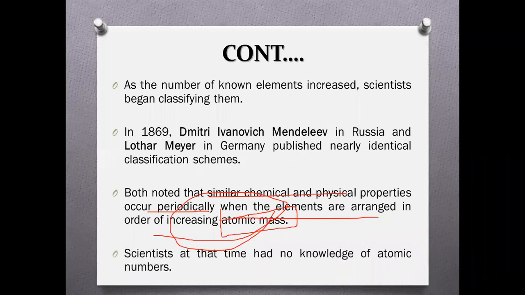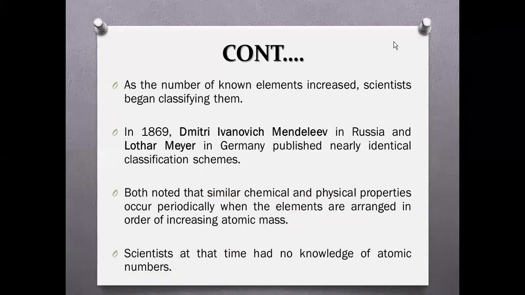Scientists at the time had no knowledge about the atomic number. Why am I speaking about the atomic number? At that time Dmitri Mendeleev and Lothar Meyer did not have any idea about the atomic number, right? So what they did was step into the numbering methods of the periodic table. Let's go to the next slide.